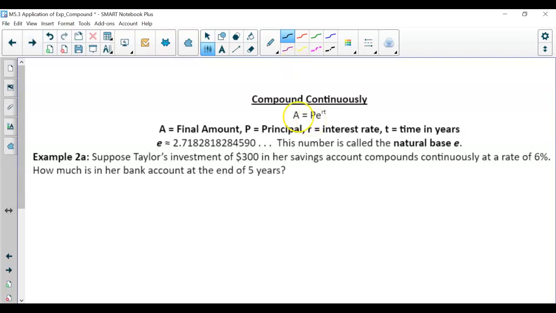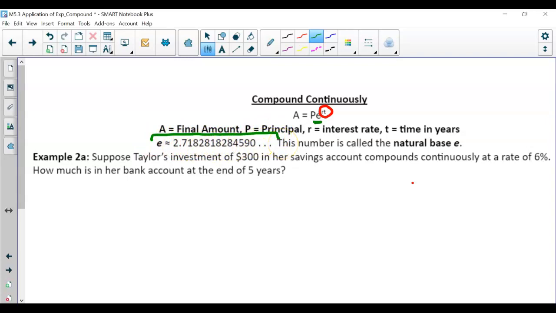So notice now, and this is what we call like PERC. A is still the final, P is the principal. Now our rate and time are now the exponent being multiplied together. Now notice E. E is not actually a variable. E is actually this irrational number here. It's like 2.71. It just goes on and on and on.